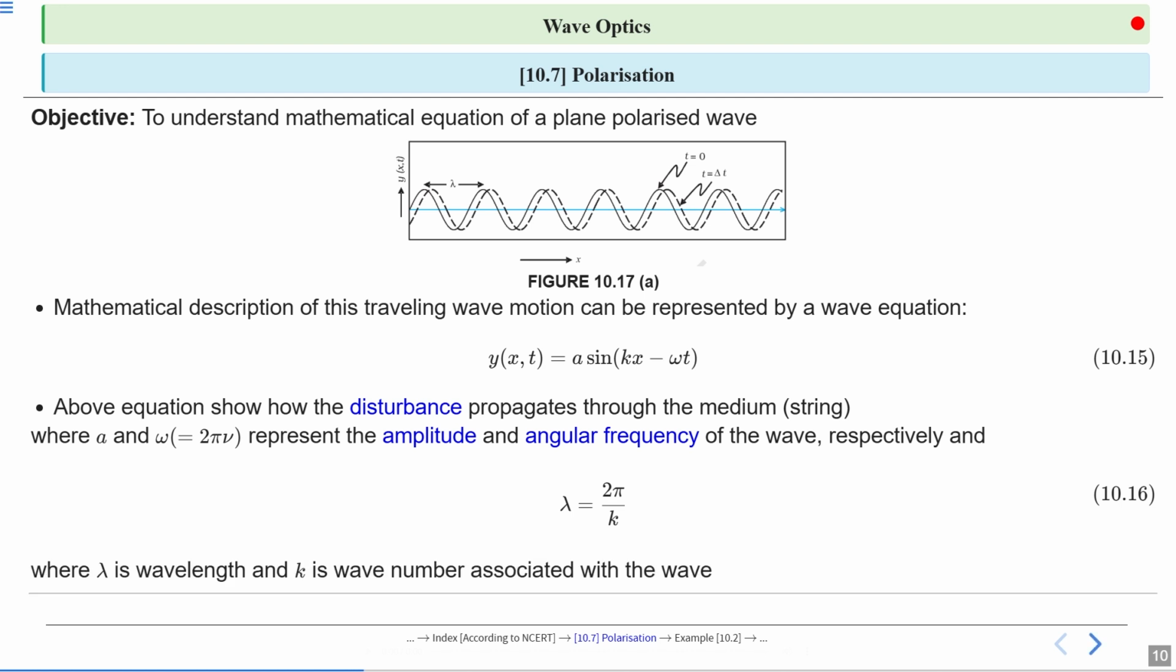Finally, let's understand the relationship between the wavelength and wave number. k is the wave number, which is related to the wavelength. This relationship helps us quantify how many wave cycles fit into a given distance.